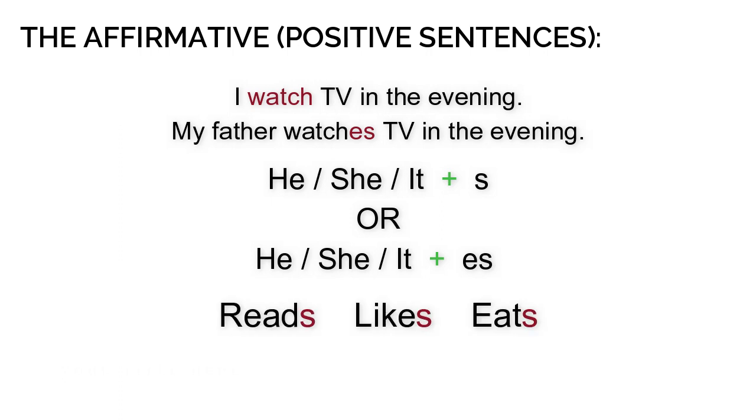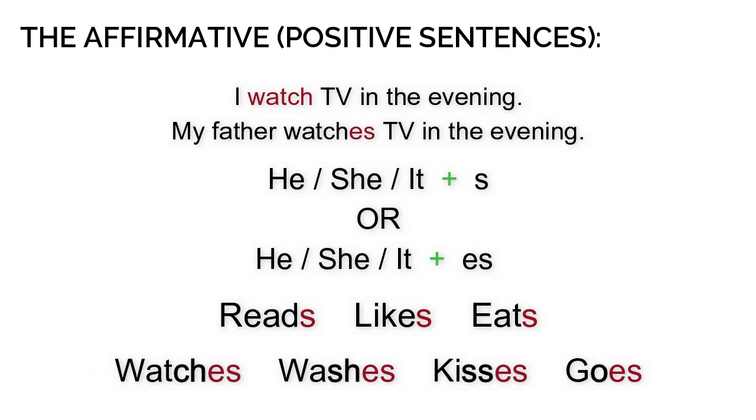Like in here, read, reads. Like, likes. Eat, eats. Watch, watches. And here we have es because the end of the verb is ch. Wash, washes. Once again, there is sh. Kiss, kisses. There is s. And go, goes. Oh, we have o at the end. This is a rule, right?